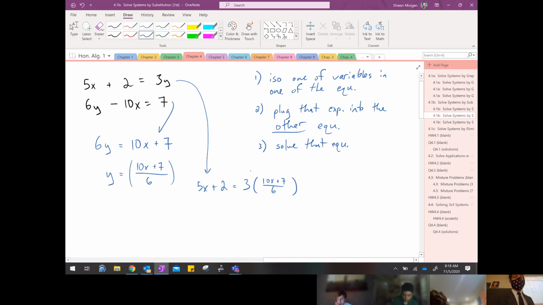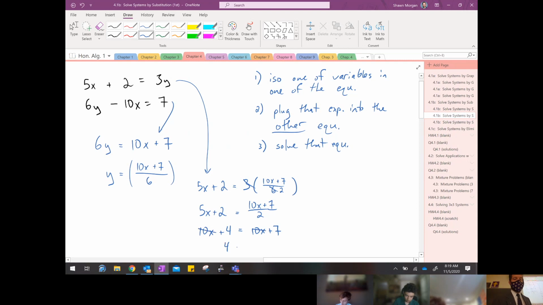For instance, I might want to say 3 over 6 simplifies down to 1 over 2. So this is 10x plus 7 over 2. And then I might want to multiply both sides by 2. So it becomes 10x plus 4 equals 10x plus 7. And then I might want to subtract 10x from both sides.